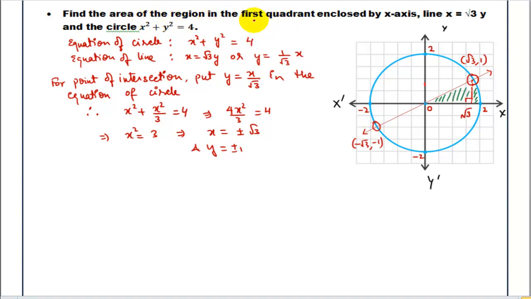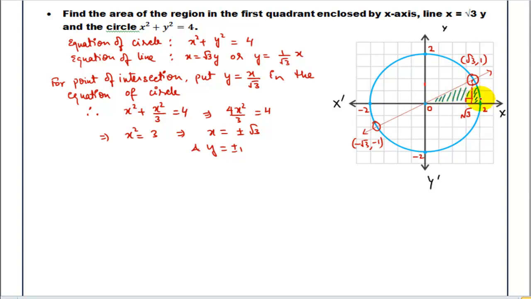Now once the line is done, we will again see what is to be evaluated. They are only asking us to find the area which is enclosed in the first quadrant by x-axis. So one boundary of the area enclosed should be x-axis, one should be the line x is equal to square root of 3y, other should be the circle. So if you see clearly, this part of the line and this arc of the circle and the x-axis are forming the required region whose area is to be evaluated. You can see the area is being shaded. So this shaded region we have to evaluate.